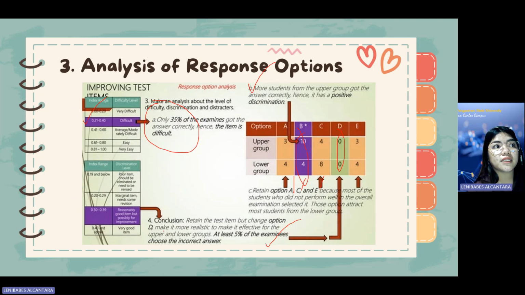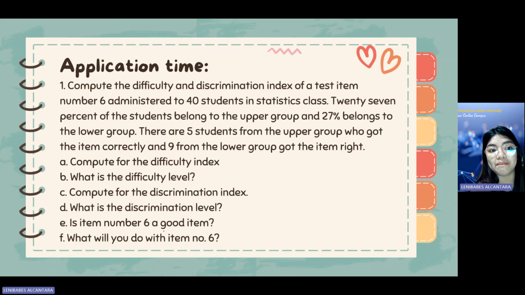Kung 40 naman, tapos hindi ko naman sinabing gamitin mo yung 27%, just divide it into 2. But since in LET, sabi nga kanina sa ating discussion, usually they are using the 27%, use it here in our application. Okay? So, compute in our application, compute the difficulty and discrimination index of a task item.